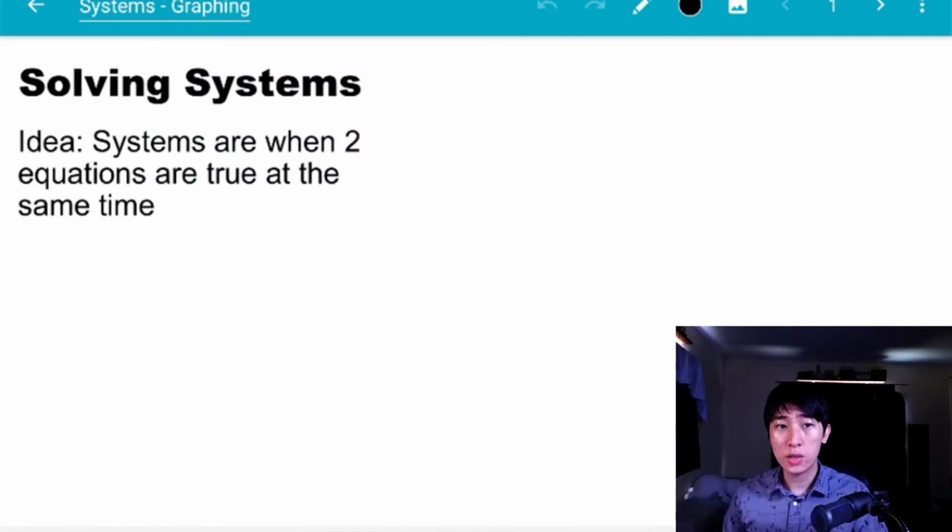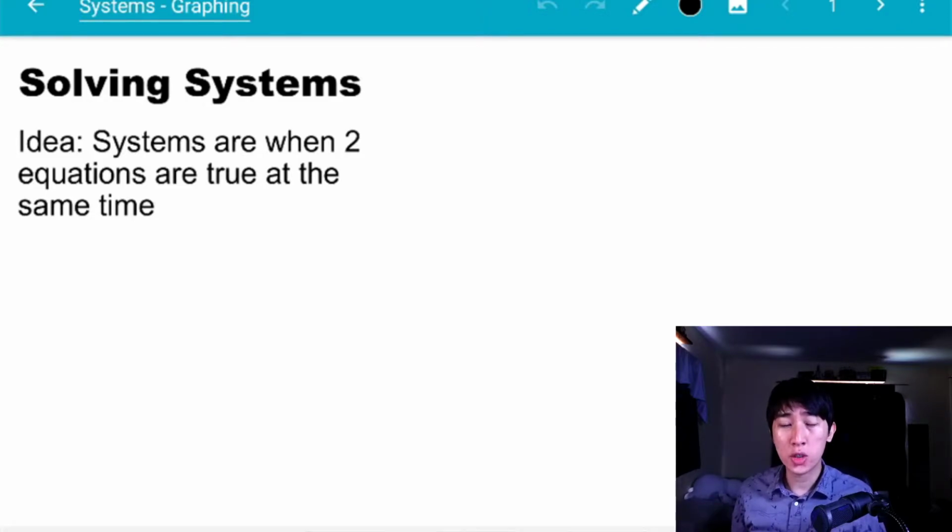So getting started, what we know is systems are just two equations that are true at the same time. For example, we know equations are things like y equals 2x. That means that whatever x is, y has to be two of them. But we might also have something like y is equal to x plus 15. And what that's telling me is that whatever x is, y adds 15 onto it.